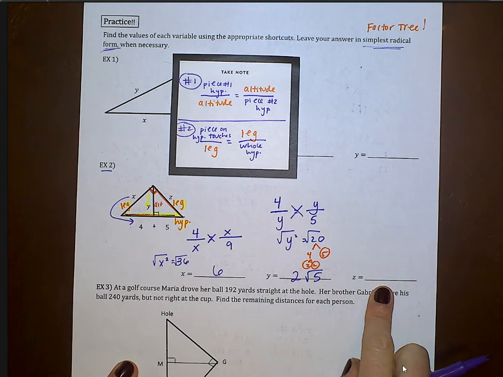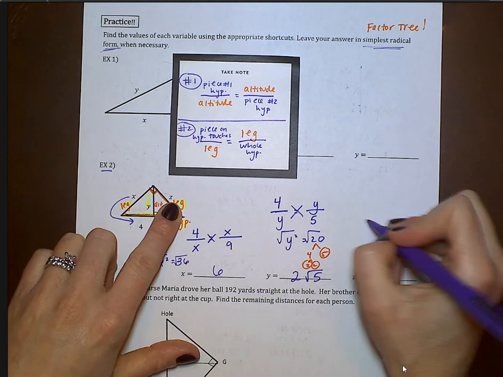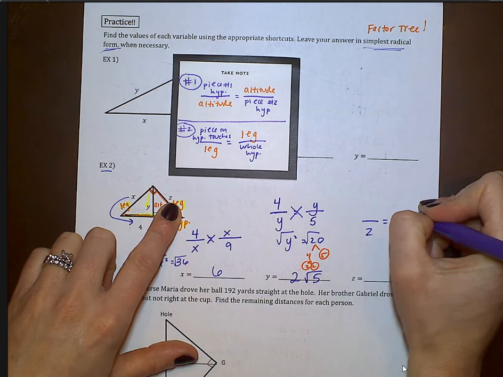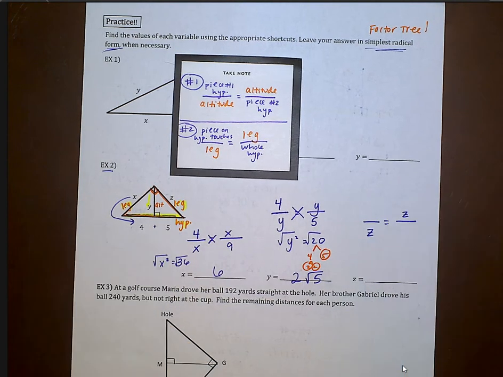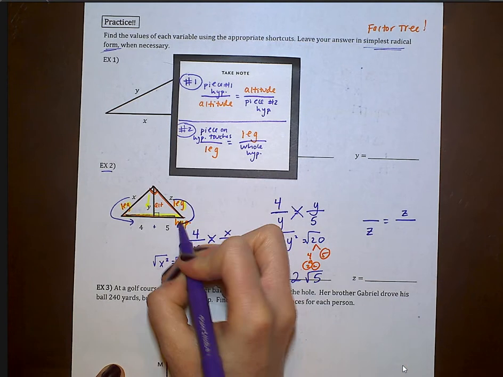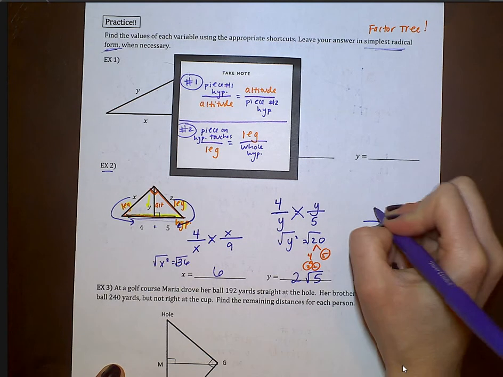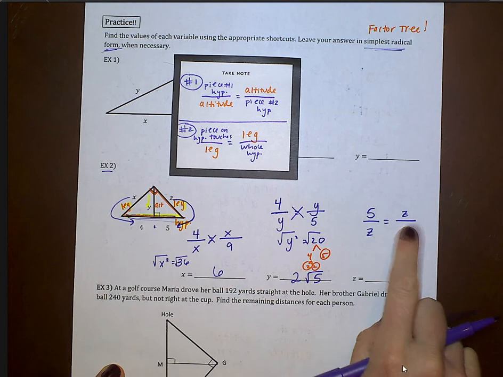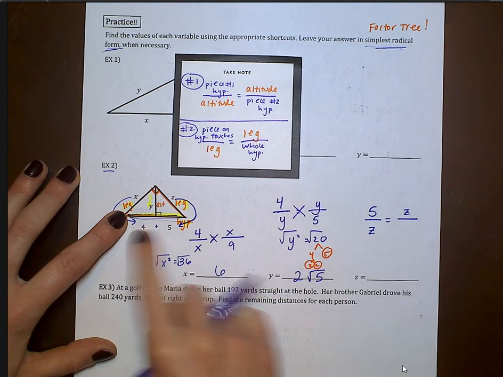For z is a leg. So I'm using corollary number 2. Put z in the leg slot. Okay, the piece it touches. So z touches 5 on the hypotenuse, which is the opposite of what x touched. But the whole hypotenuse length, that hasn't changed. That's still 5 plus 4, which is 9.